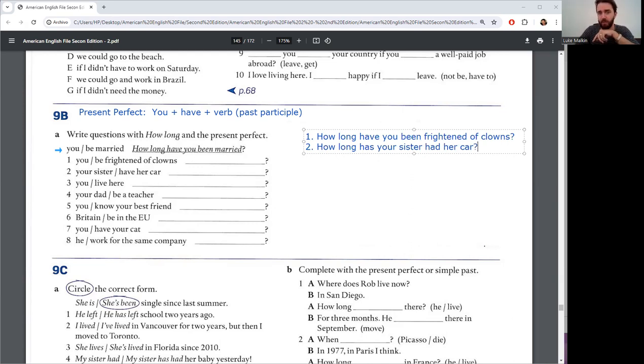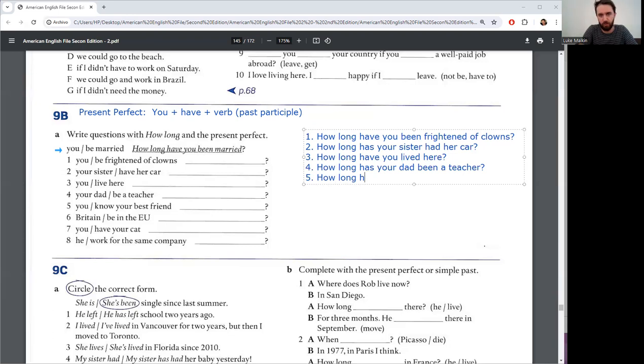Interesting. Let's check this. Why has? Because she. Present perfect, like present, for he, she, and it, have changes to has. And the first have was the indication of present perfect. The second have is the main verb, and have is present, had is past, had is past participle too. Number three, how long have you lived here? Number four, how long has your dad been a teacher? Your dad is he, so have changes to has.